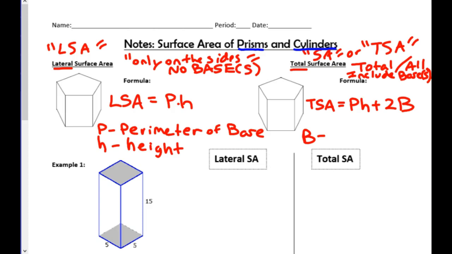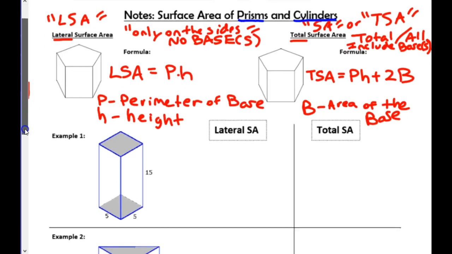I heard base, which is half right. Little b would just be base length. But big B means area of the base. Can we write that down? Area of the base. That means we'll have to use an area formula when we're finding big B. So, our job is going to be to find P and H and B when we're doing these. Then all we have to do is multiply, and we'll get our answers and add them up.